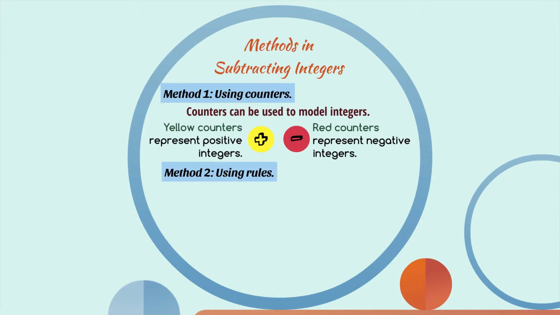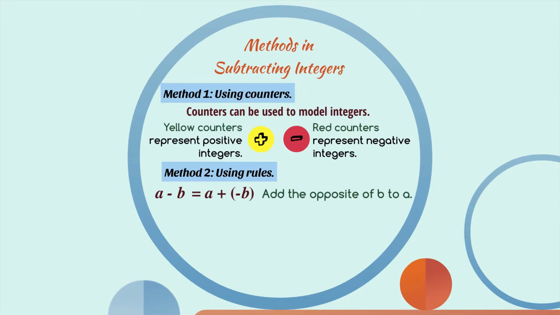The second method is by using the rule. In every math lesson, there are always rules that we should follow. To subtract the integers a minus b, just add the opposite of b to a. And when we say opposite, it means the opposite sign. We just change the sign of b and change the operation to addition. Then a minus b becomes a plus negative b.